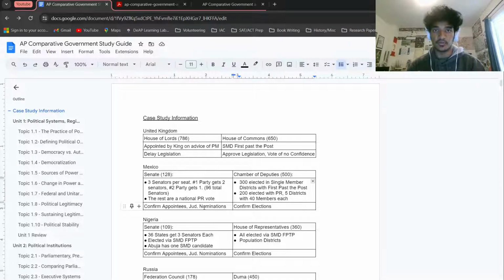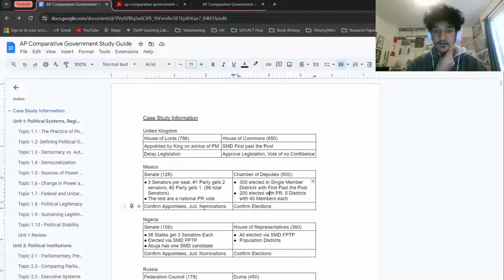And they also do plurality, first past the post, right? So, whoever gets the most amount of seats wins. There is no runoff. Remember that, no runoff. Whoever gets the most amount of votes wins in these districts, first past the post. So, Mexico is not a country that has runoff. We'll get to one that does have runoff later.